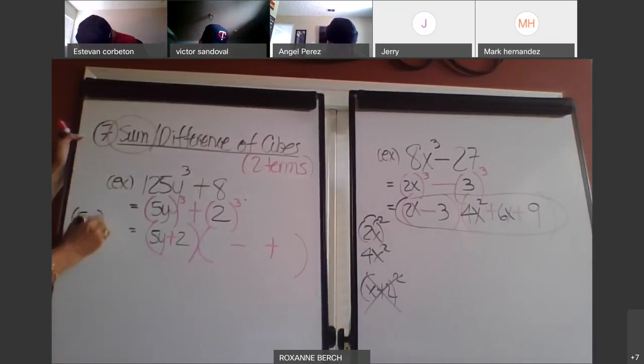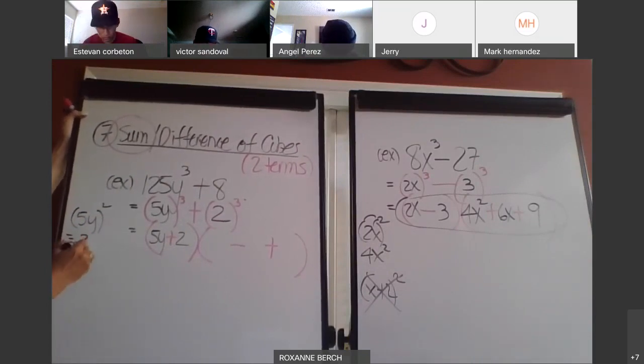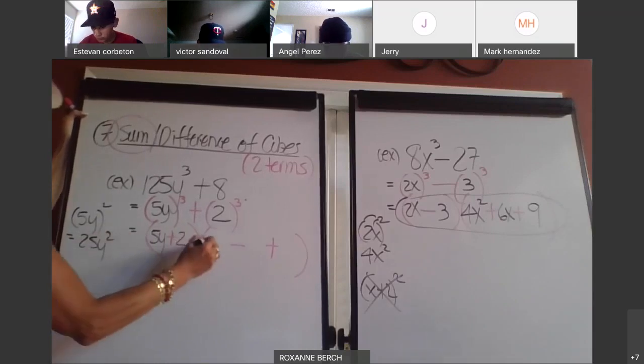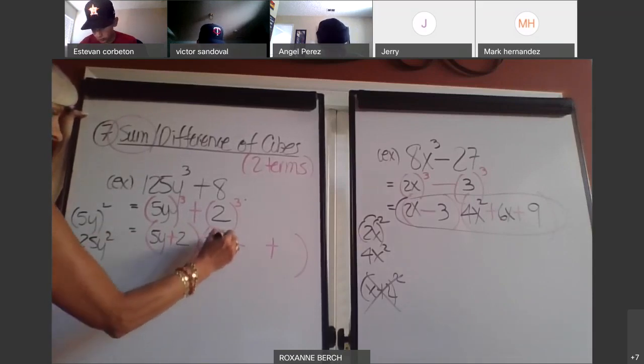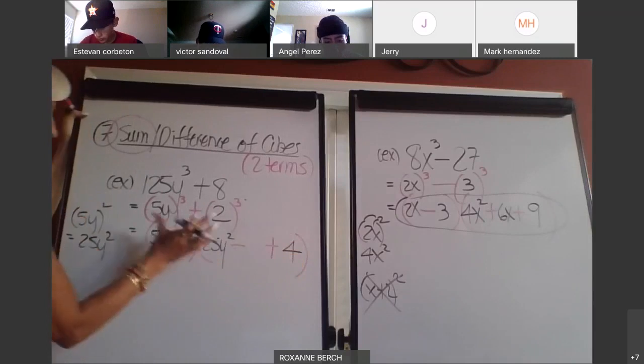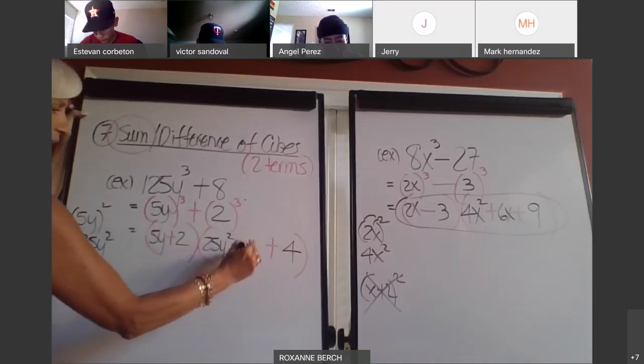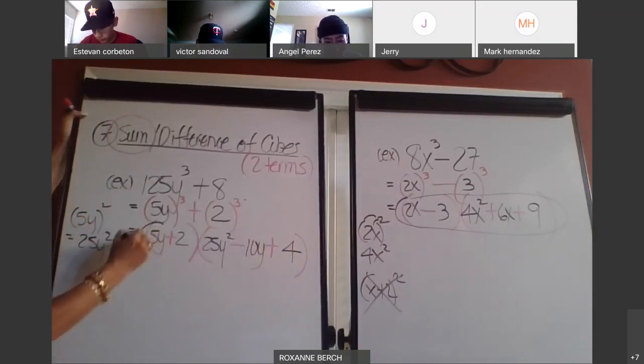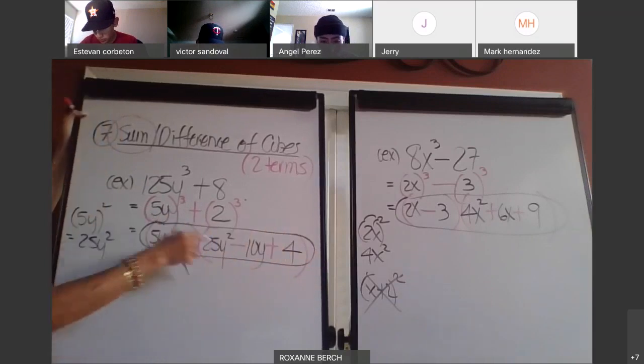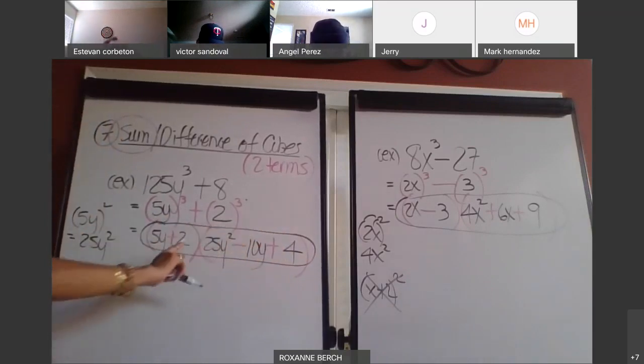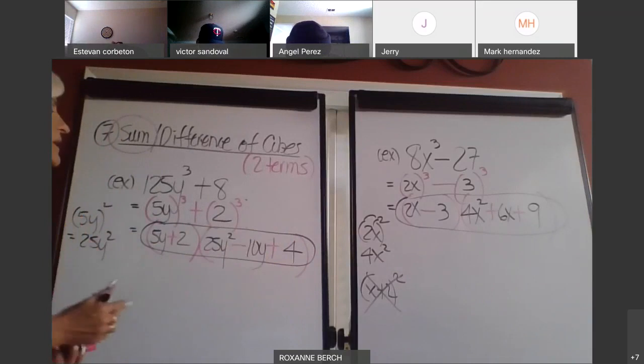What's 5y quantity squared? 25y squared. That's correct. 2 squared is 4, and the product of those two is 10y. And then don't try to factor that, because you won't ever be able to.